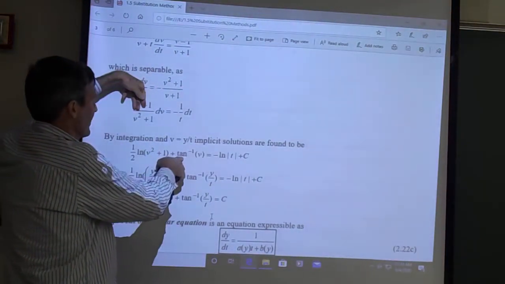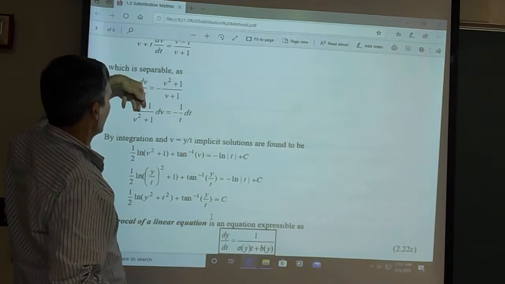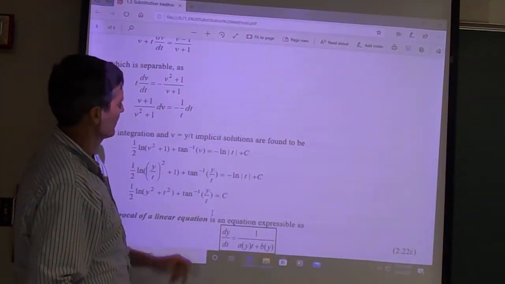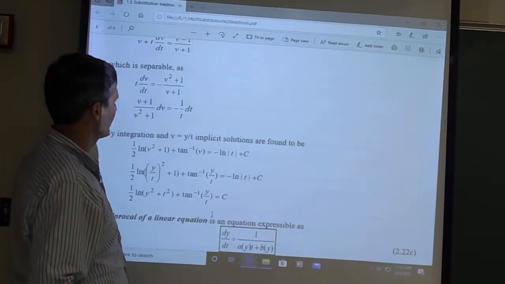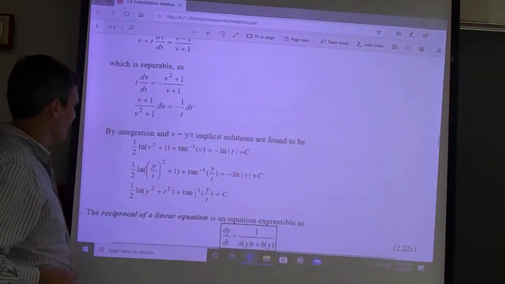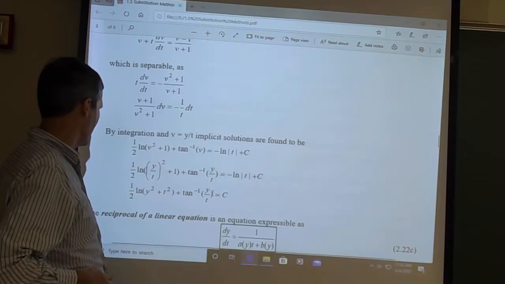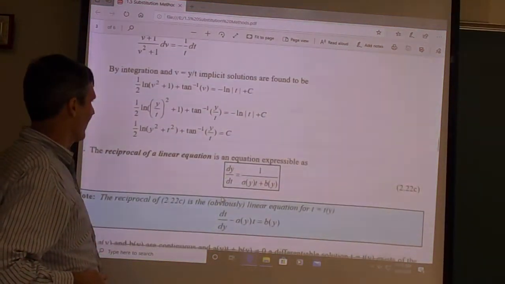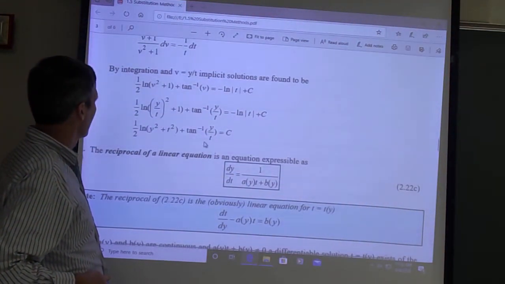Remember that one by memorization is the arctangent of v. And then the integral of 1 over t is ln absolute value of t, and there's an arbitrary constant for the integrations. So here's what you get for implicit solutions. Then you can try and solve this for v as a function of y. Sometimes this one is not so easy.